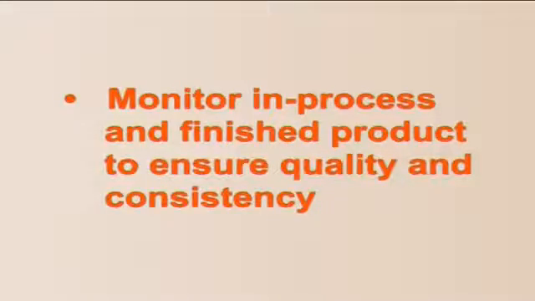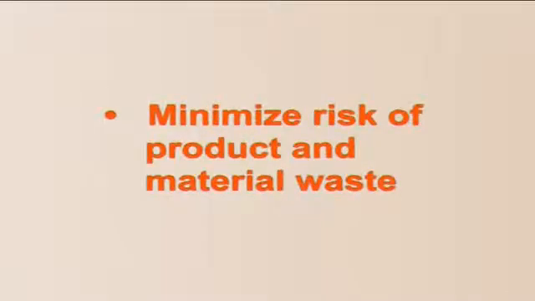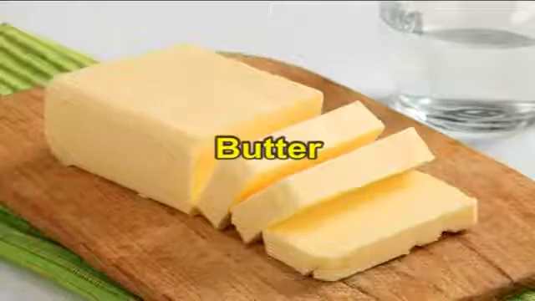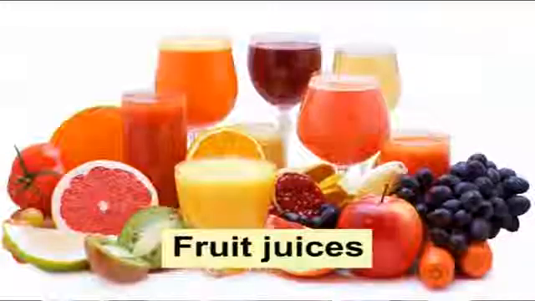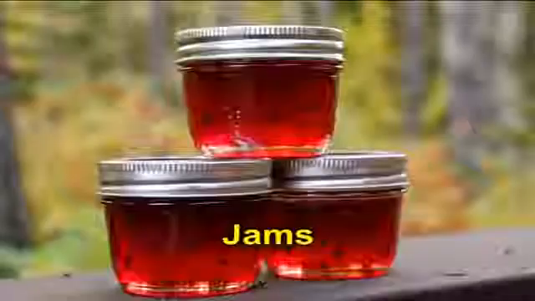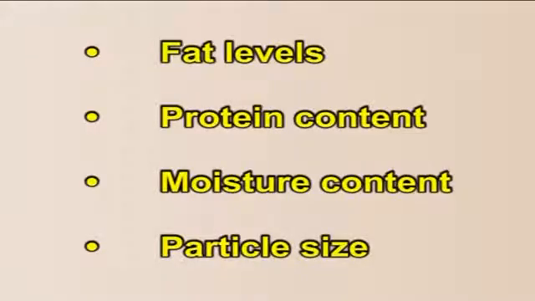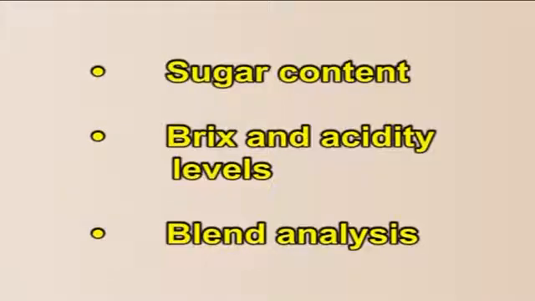Monitor in-process and finished products to ensure quality and consistency. Minimize the risk of product and material waste. Visible NIR spectroscopy has been successfully used in the production of cheese, eggs, milk, butter, beer, wine, fruit juices, baked goods, cereals, jams and jellies, nutritional supplements, fish and more. Some of the more common applications include fat level, protein content, moisture content, particle size, sugar content, Brix and acidity levels, blend analysis.